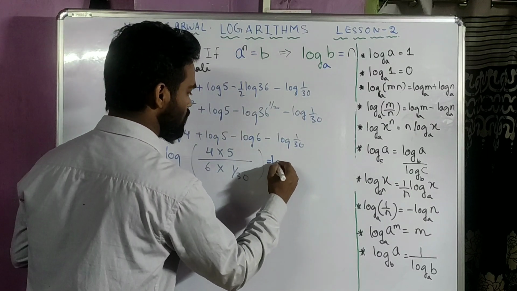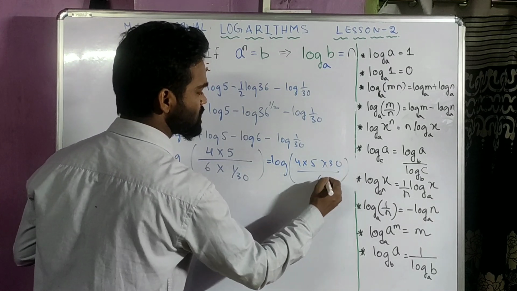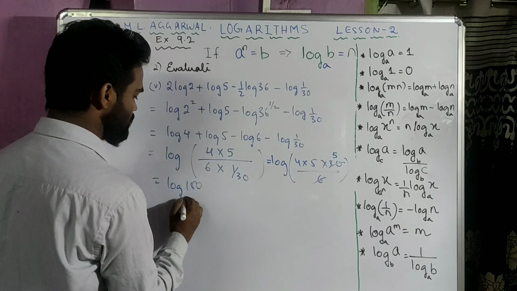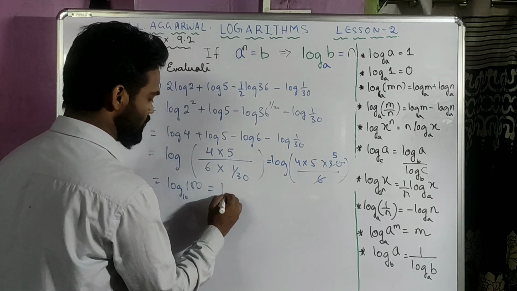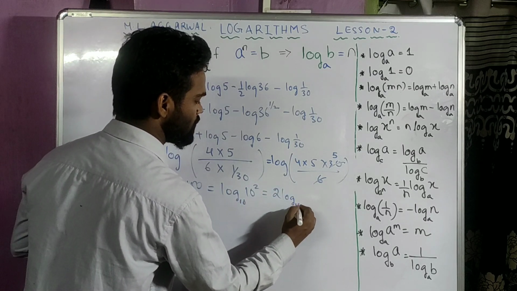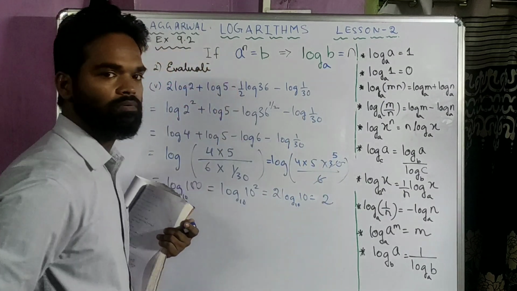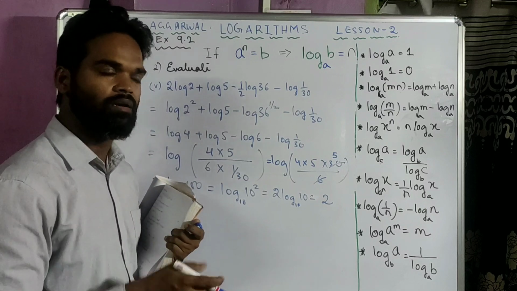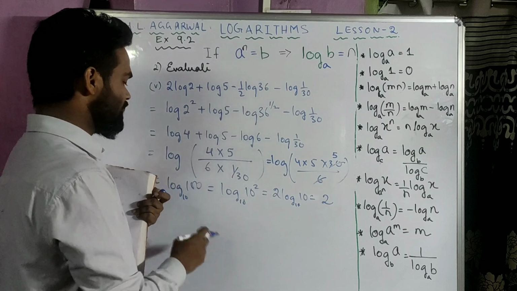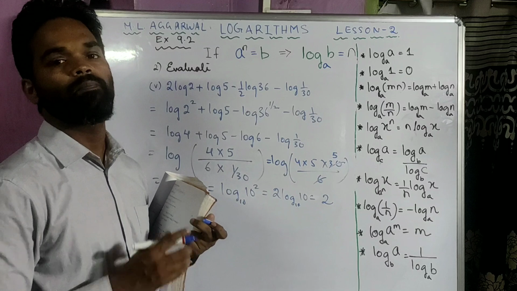So this is log 4 into 5 into 30 by 6. This is 5 times. So this is log 100. Now we know the base is 10. We can write as log base 10, 10 square. So this is 2 log 10 base 10. And this is 1. So 2 ones are 2. Okay. Remember, log 10 will be 1. Log 100 will be 2. Log 1000 will be 3. Like this. Okay. We can directly use the value. If somebody writes from here directly 2, that's also correct.